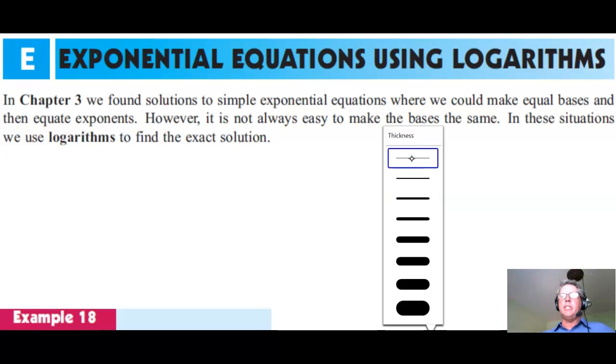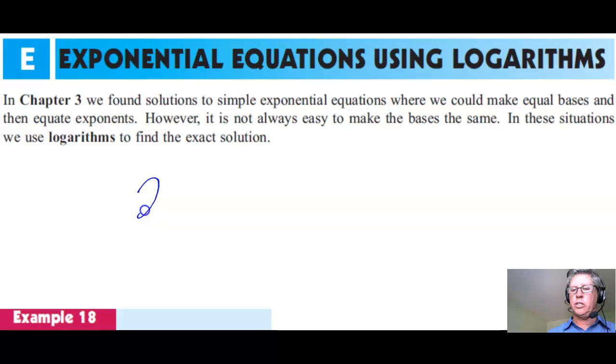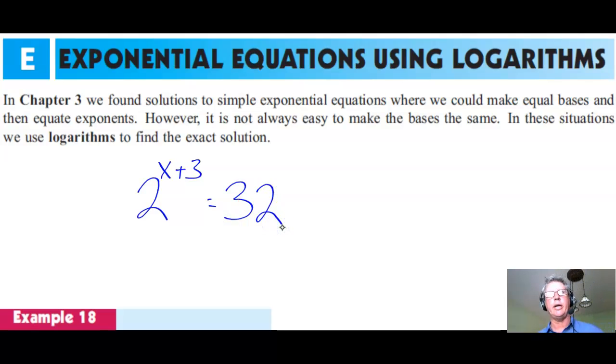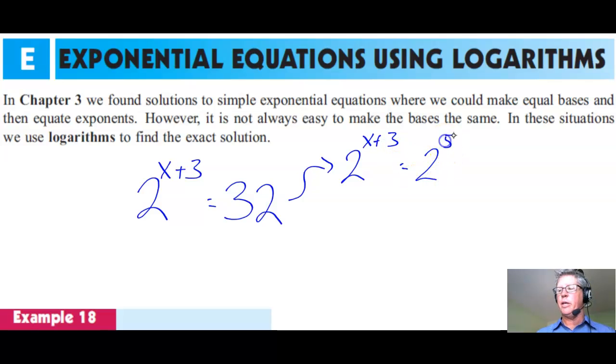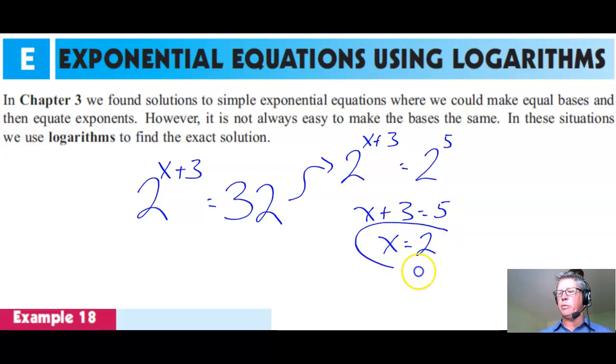And in math books, they give you problems that look something like this: 2 to the x plus 3 equals 32. And you're like, wow, I think I can get that. But if you're smart, you can put things to the same base. 2 to the x plus 3 equals 2 to the 5th. And whenever you have the same bases, bam, you can just get rid of those, and you get x plus 3 equals 5, and subtract 3, and you get x equals 2.